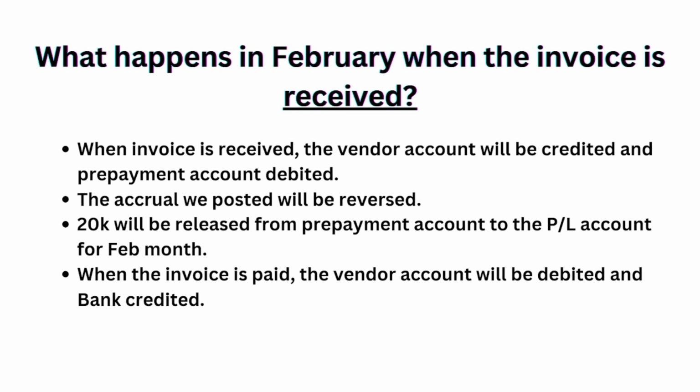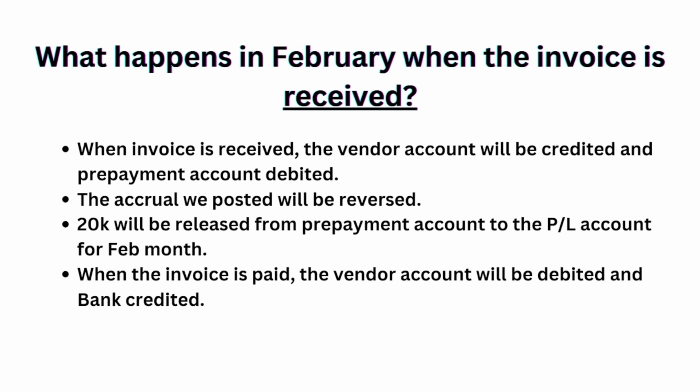So the accrual that we posted in January would have to be reversed since we have received the invoice in February. So to reverse it, we debit the accrued liability, and then we credit the P&L to reverse it. So 20,000 will be released from prepayment account to the P&L account for February month.